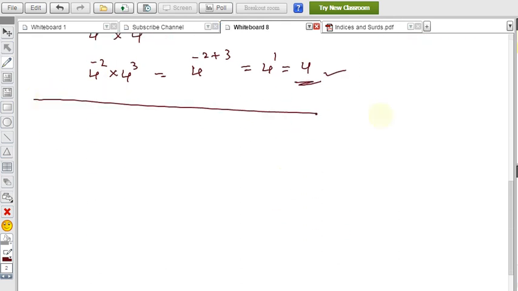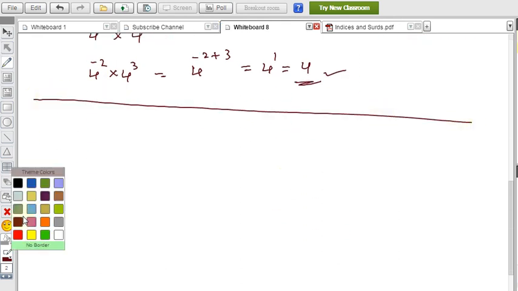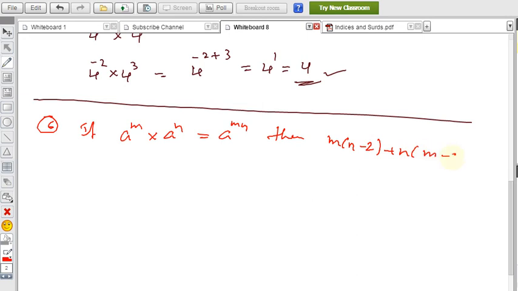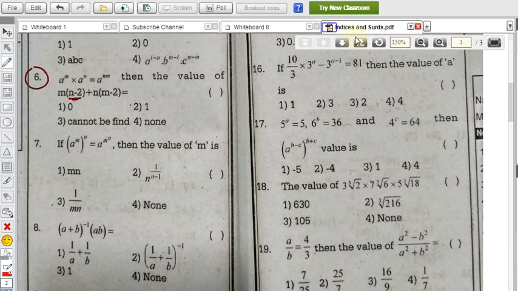So they gave one condition here in the question. The condition is a power m into a power n is equal to a power mn. In case this is equal to this, then we need to find the value of m into n minus 2 plus n into m minus 2.